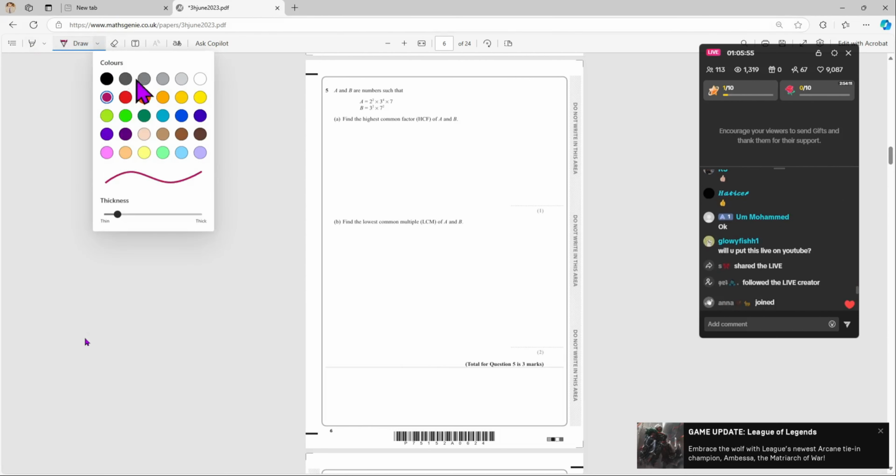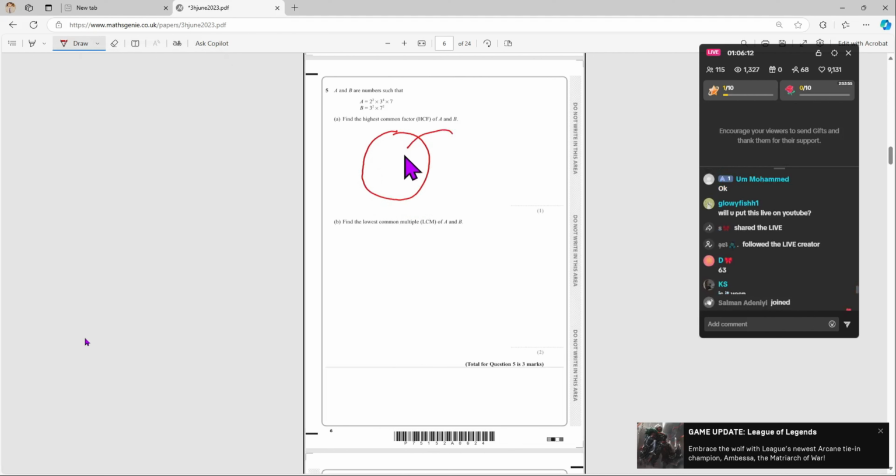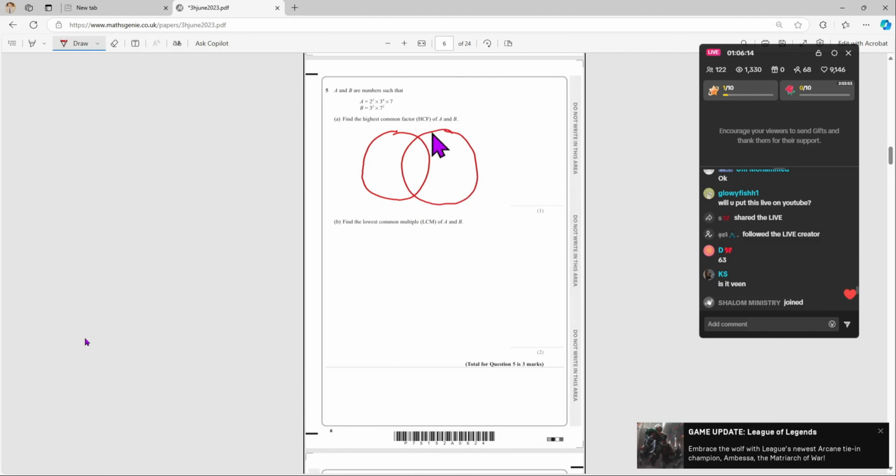So you guys should know that whenever we have a number as a product of its prime factors, we have to use the Venn diagram method when we're trying to find the lowest common multiple or the highest common factor. So we're going to draw our 2 circles like that, and then we have number A over here and number B over here. Now in the middle, you write the common numbers.